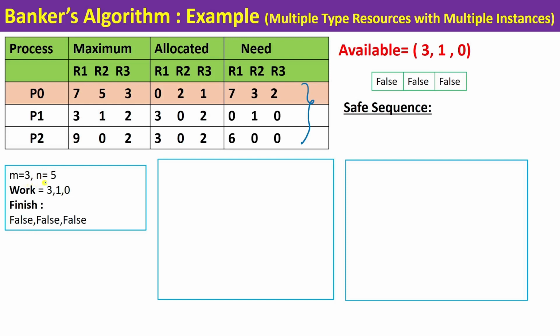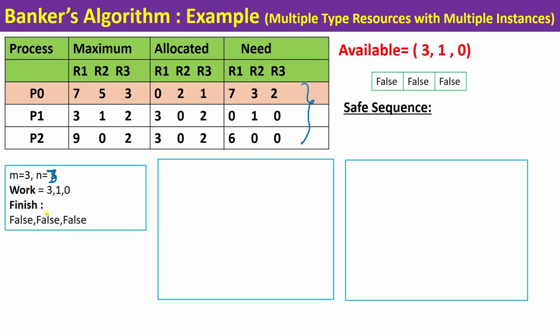Finish array will be equal to the number of processes. So how many resources do we have? Here you can see we have 3 resources, and 3 processes. So it will be actually 3, not 5. Finish array will be equal to the total number of processes: 1, 2, and 3 processes.